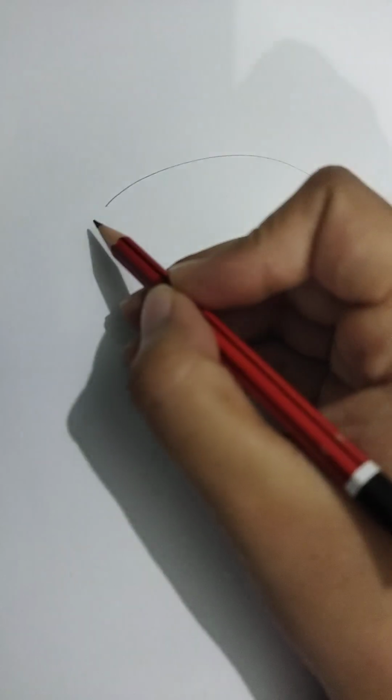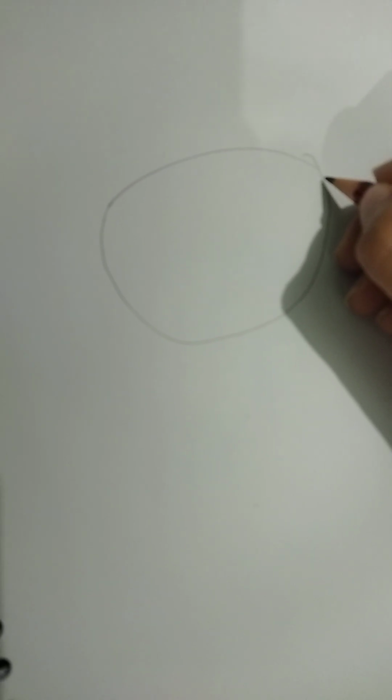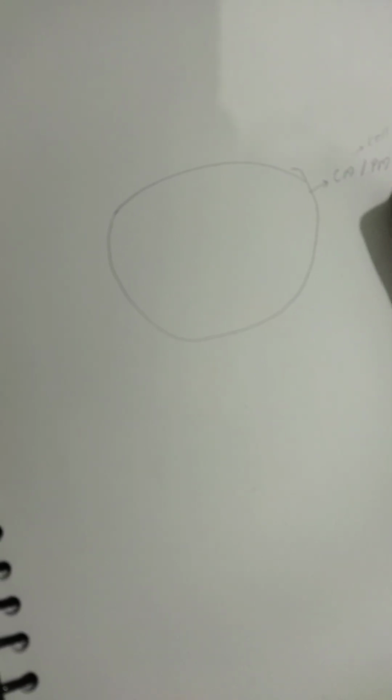So, let's suppose this is an animal cell. The boundary of the cell is called the CM or PM. We can call it the cell membrane or plasma membrane.